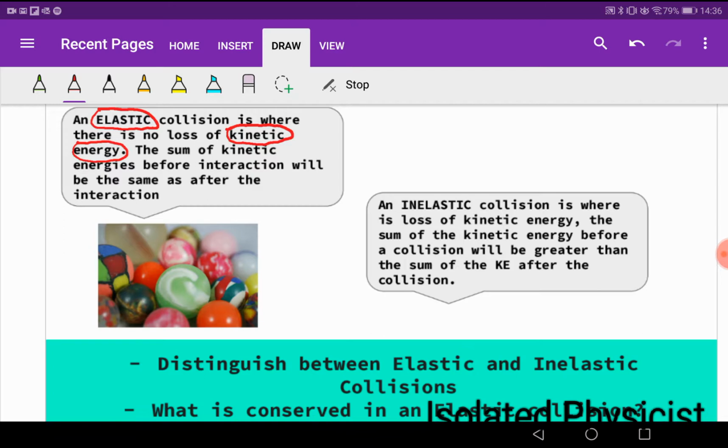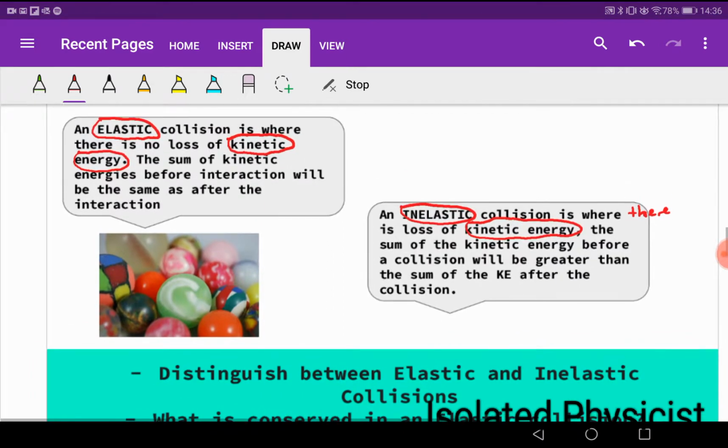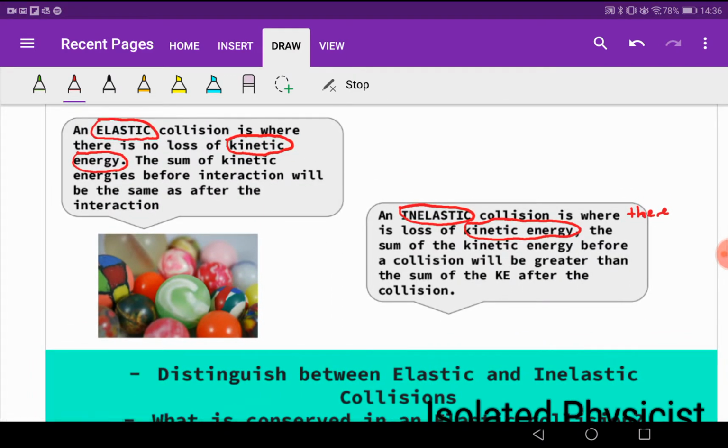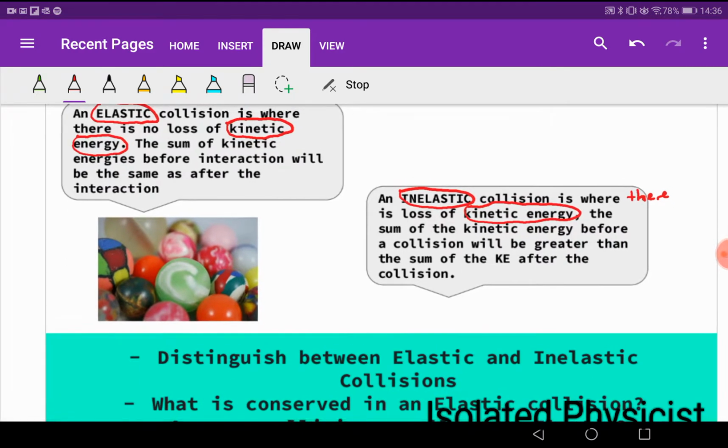And an inelastic collision, so the key word here is inelastic, is where there is a loss of kinetic energy. The sum of the kinetic energy before a collision would be greater than the sum of the kinetic energy after the collision. So basically, elastic is where it's absolutely perfect, there is no loss of kinetic energy, and an inelastic collision is where it's not.